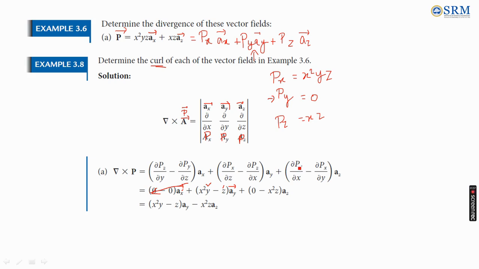Then the last term, dou Py divided by dou x. My answer is Py itself all 0, so this turns out to be 0. And here dou Px divided by dou y means x square z will come, followed by the unit vector. So now I think we can just write only the terms that are left behind. Okay, x square y minus z into ay cap minus, so here one plus is there and one minus, so minus x square z into az cap. This is my curl of the given vector.